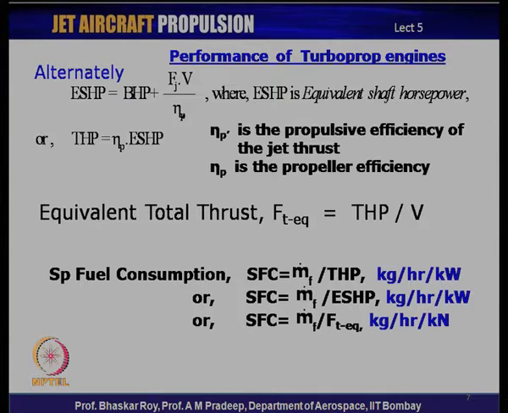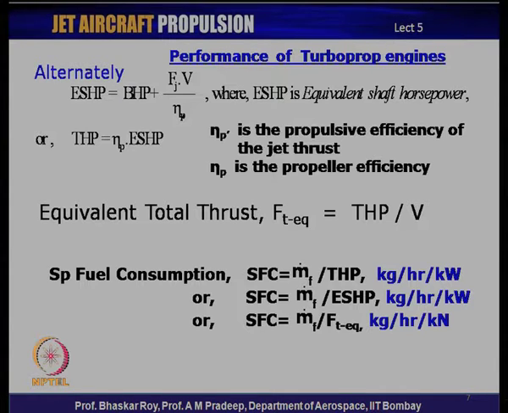The total equivalent thrust, as I mentioned, can also be written down as F t equivalent equal to THP divided by V. V, of course, is the aircraft velocity. So, it is possible to write down equivalent total thrust in terms of the total horsepower that is being consumed divided by the aircraft velocity.